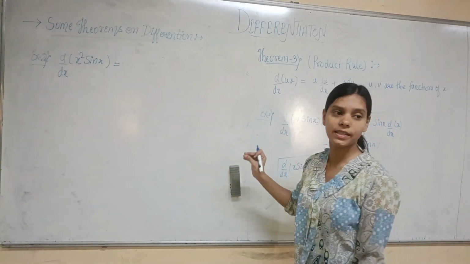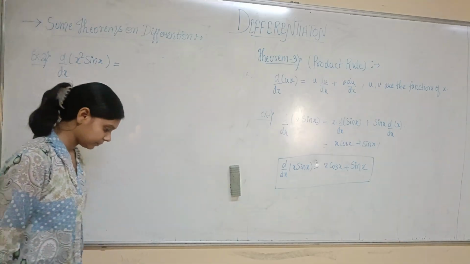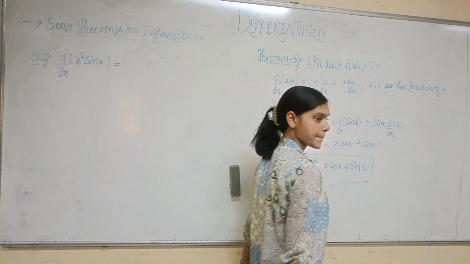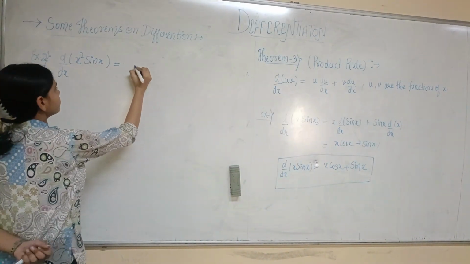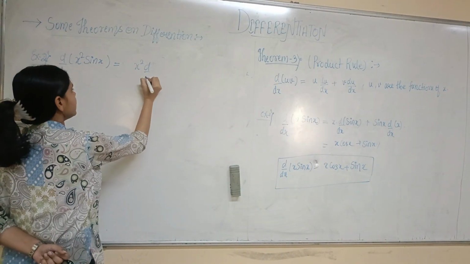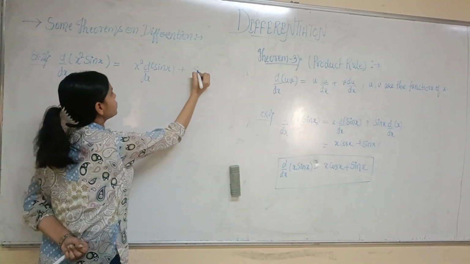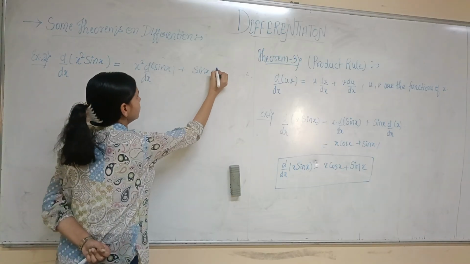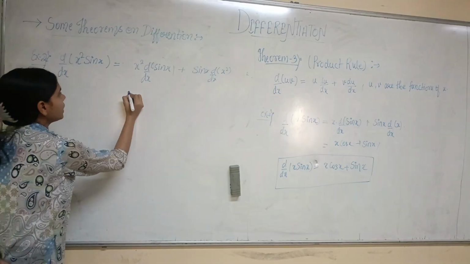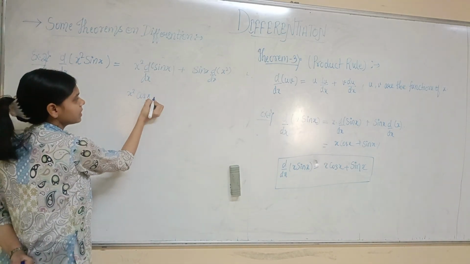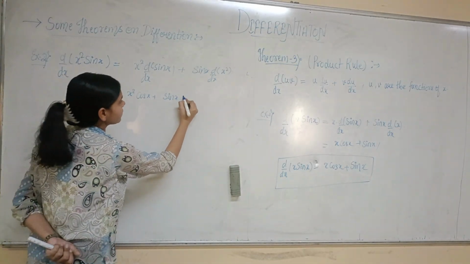Fast, this is very easy. Use chain rule. Exactly. First function into differentiation of second function, right? Plus second function into differentiation of first function. Okay. Now x square cos x plus sin x into 2x.